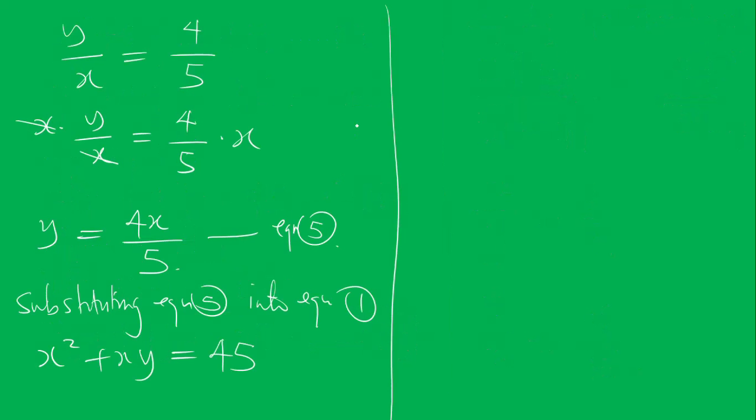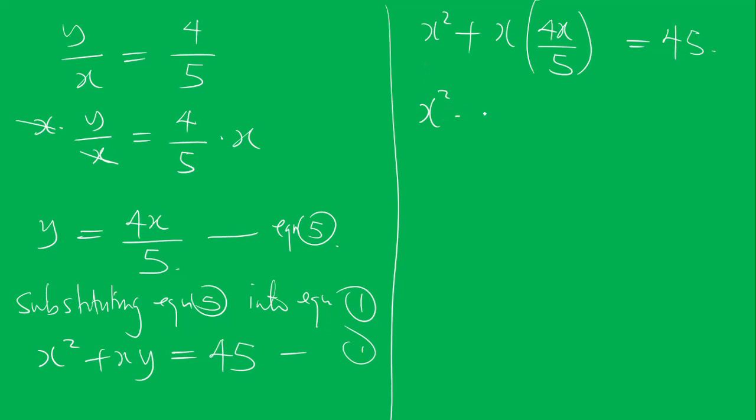Is equal to 45. So wherever you see y, you substitute it with 4x all over 5. So now let's substitute 4x all over 5 into this equation 1. So now you have x squared plus x times 4x all over 5 equal to 45. Now you have x squared plus this x times this x, you have 4x squared all over 5 is equal to 45.